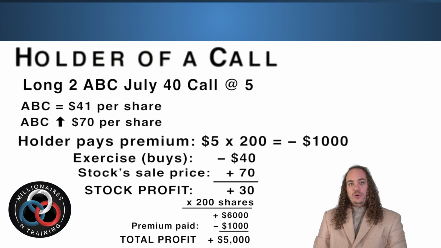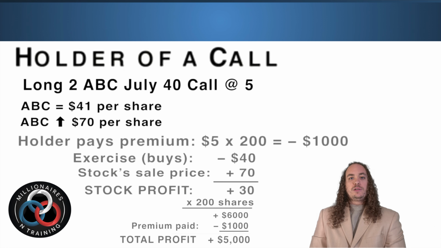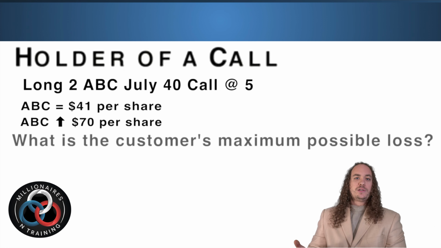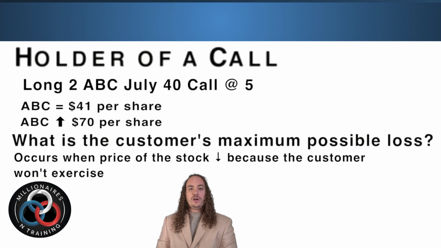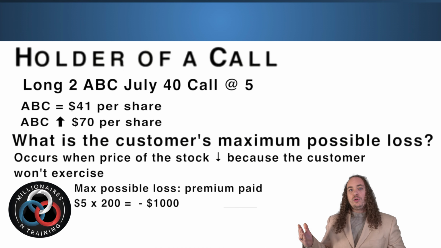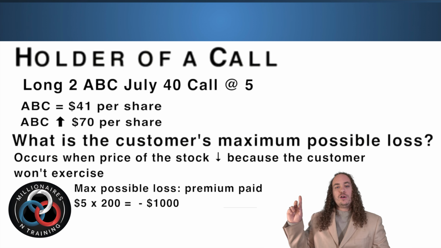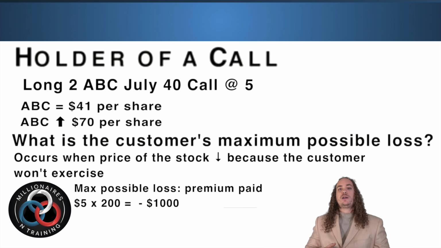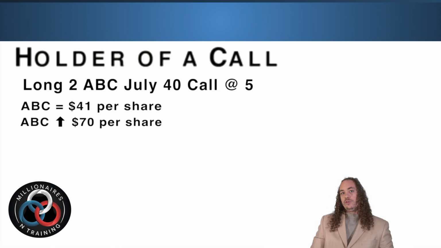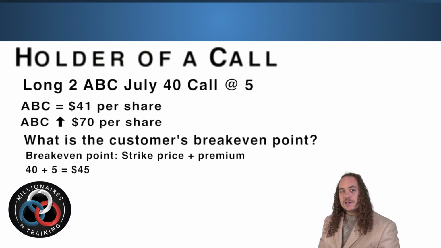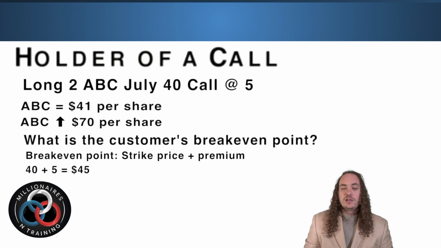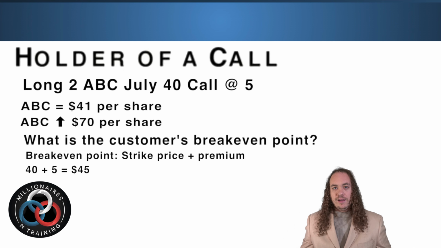What is the customer's maximum possible loss? Well, if the price of ABC drops, then the person who bought this option, also called the holder, will not exercise because the option will have moved against them or out of the money. Therefore, the customer's maximum possible loss would be the premiums paid, $1,000. And what is the customer's, holder of a call's, break-even point? It is equal to the strike price plus the premium. In this case, your answer is 45.